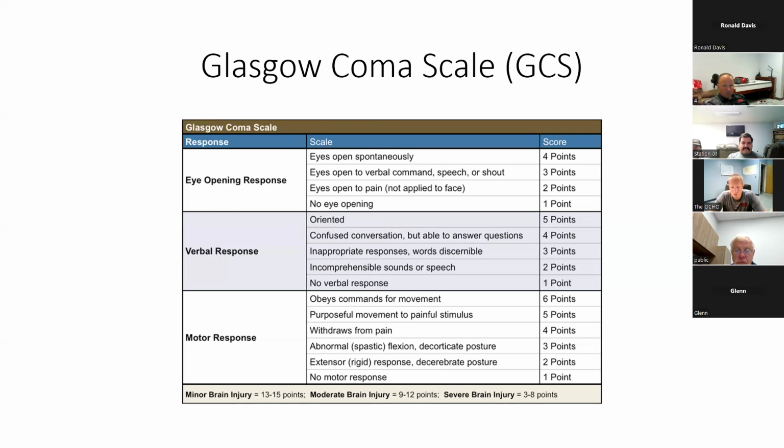Are they answering the questions appropriately? Yes, that's a 5. Okay, are they able to answer the questions, but they're confused? Are they able to answer some questions, confused in other questions? That can indicate a brain injury.